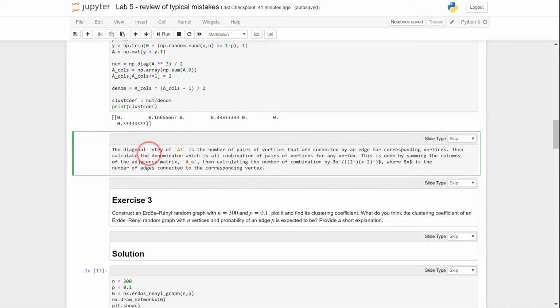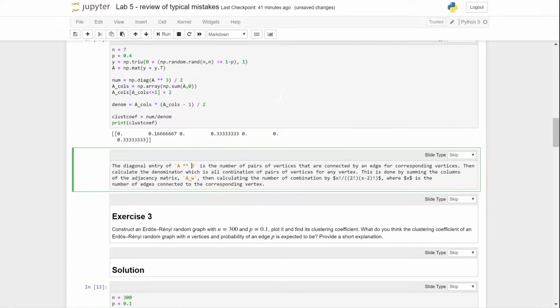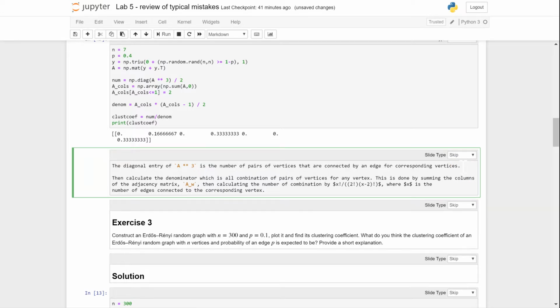So let me write. The diagonal entry of A, now we change it to A cube. So it's just the diagonal entry of A cube is the number of pairs of vertices that are connected by an edge for corresponding vertices. Well, it doesn't really make much sense, does it? The number of pairs of vertices that are connected by an edge for corresponding vertices. So what are corresponding vertices? What do these vertices correspond to?